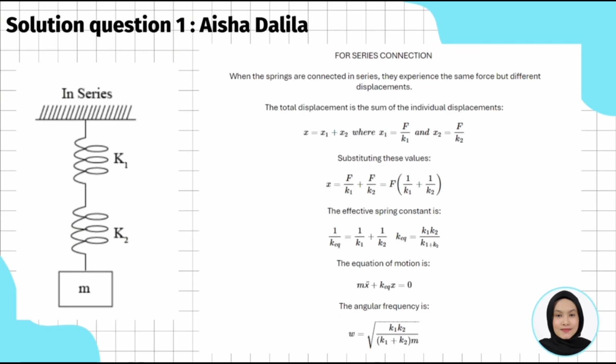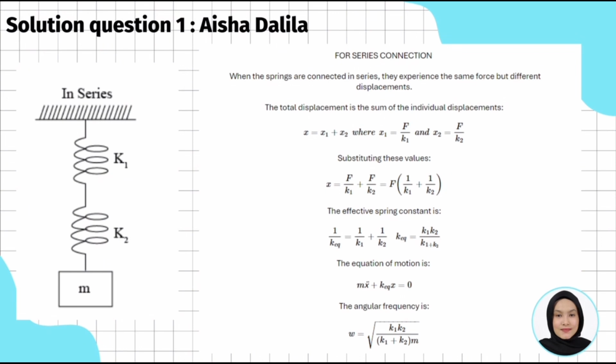When the springs are connected in series as shown in the figure, they experience the same force but different displacement. The total displacement is the sum of the individual displacements, x equals x1 plus x2, where x1 is equal to F over K1 and x2 equal to F over K2. Next, we substitute these values: x equals F over K1 plus F over K2. The effective spring constant is 1 over K equivalent equals 1 over K1 plus 1 over K2. That will give us K equivalent equals K1 K2 over K1 plus K2.